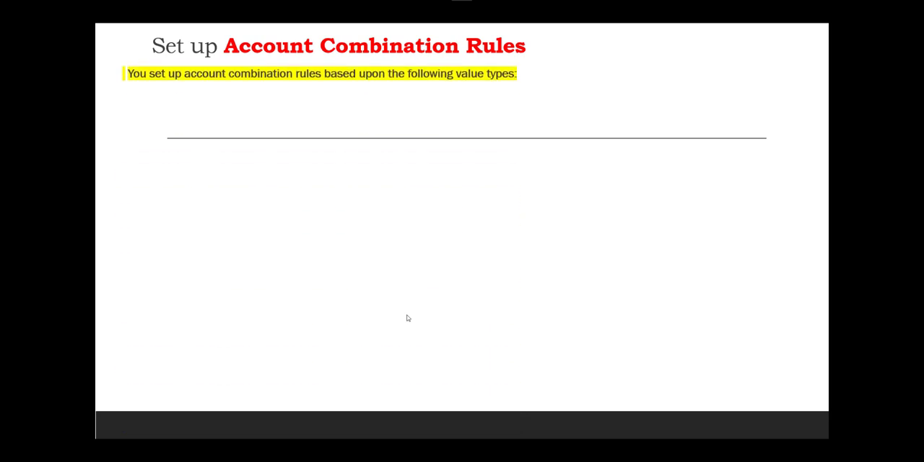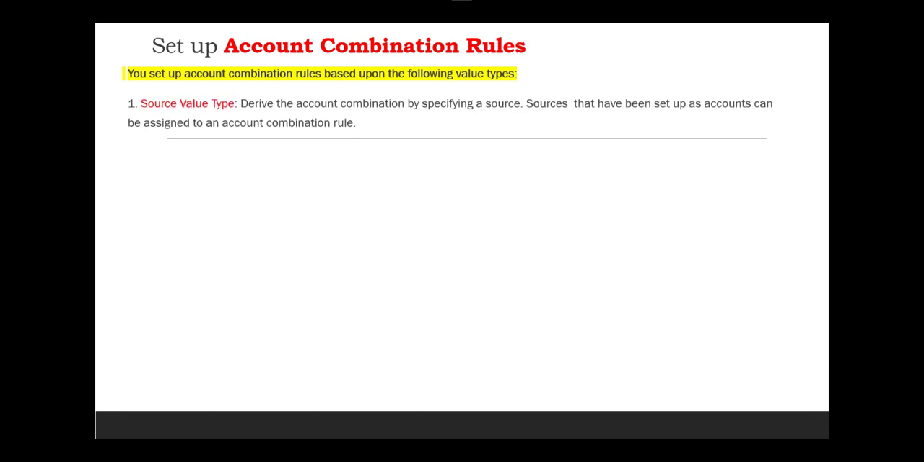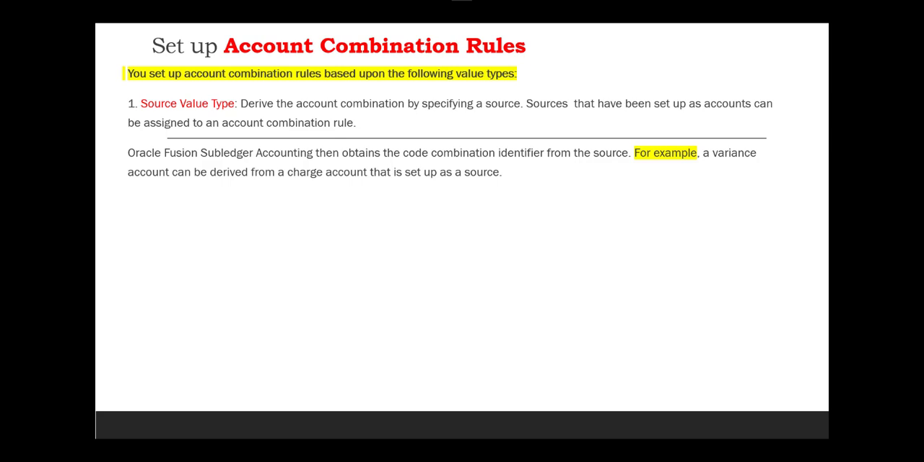Set up account combination rules. You set up account combination rules based on the following value types. First, source, to derive the account combination by a specific source. Sources that have been set up as accounts can be assigned to account combination rules. Oracle Fusion Subledger Accounting then obtains the code combination identifier from the source. For example, a variance account can be derived from a charge account that is set up as a source. We will see the source later.